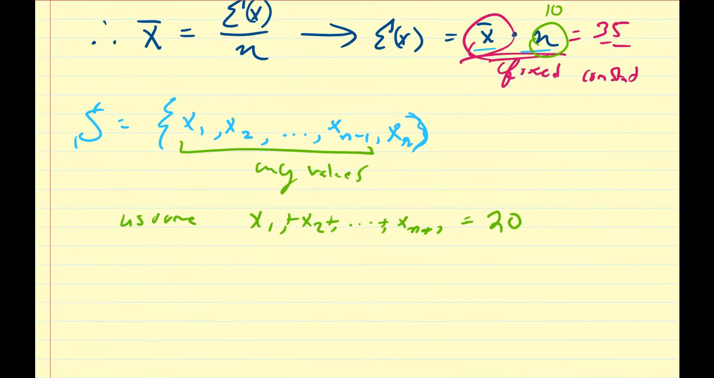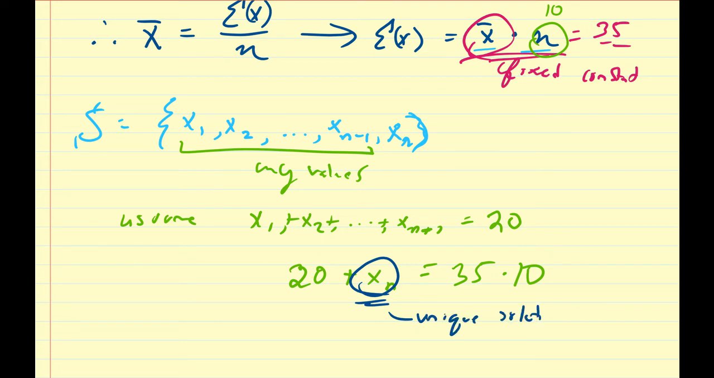If that is true, then 20 plus the last value must be equal to the mean, which is 35, times 10. Now notice xn does not have any freedom because there is a unique solution that makes this true. So xn does not have the freedom to be anything it wants, whereas you can rearrange the others to be any values, as long as they add up to 20.